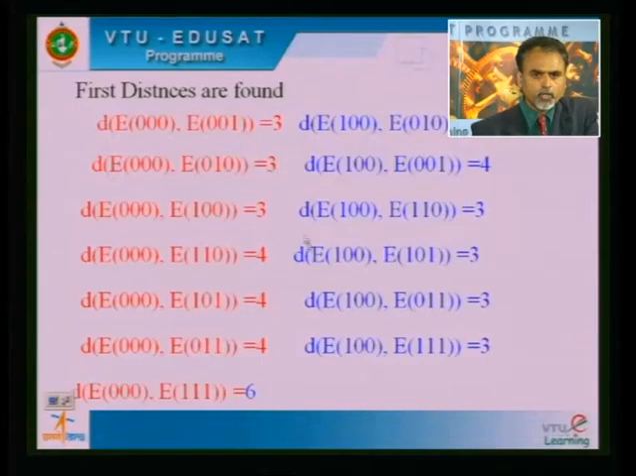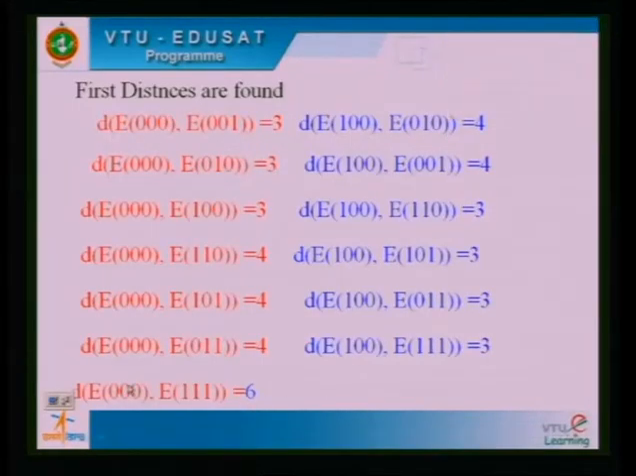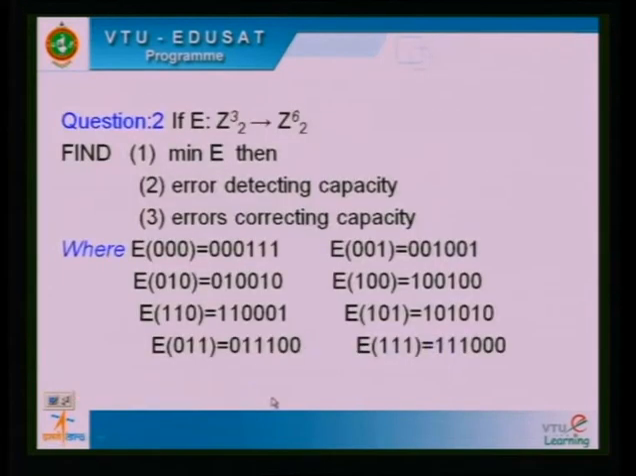And 010 is 3. Let us take where 6 is there. 000 and 111. See, the first three positions are 000, and the other three positions are 111, differing. So three differences, and again 111, 000 here. All the 6 differences. So distance is 6. That is what I did.